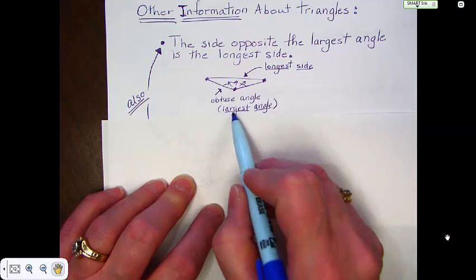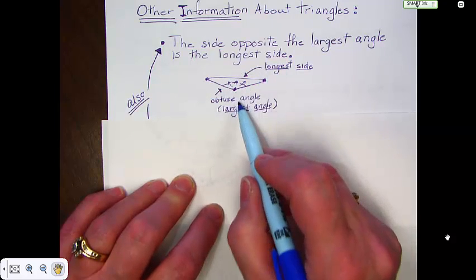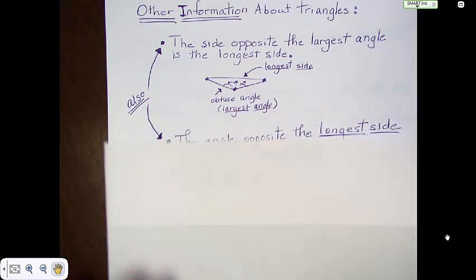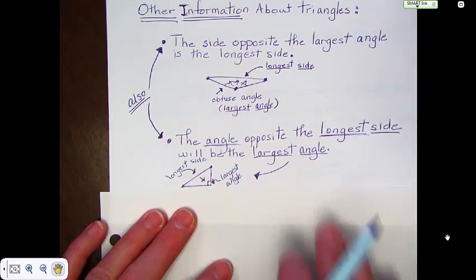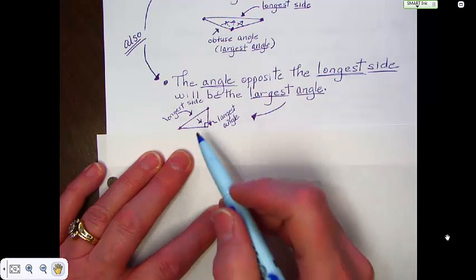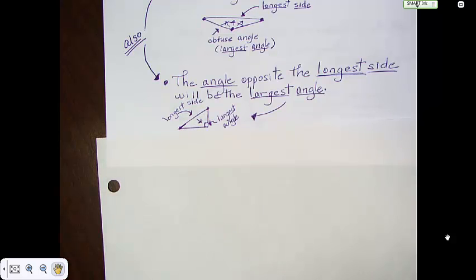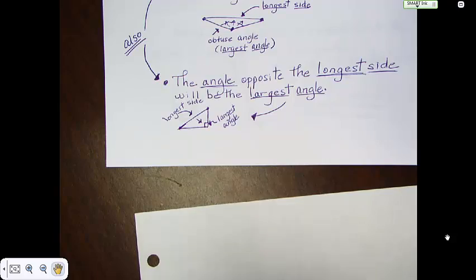So the longest side is going to be opposite the largest angle. And that works vice versa as well, because the angle opposite the longest side is going to be the largest angle. So it's back and forth. Largest side, largest angle. Largest angle, largest side. They're always across from each other. Good stuff to put in your notes.